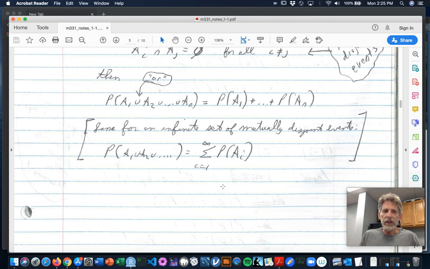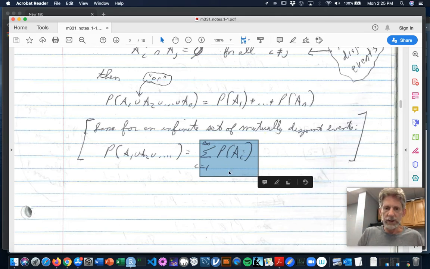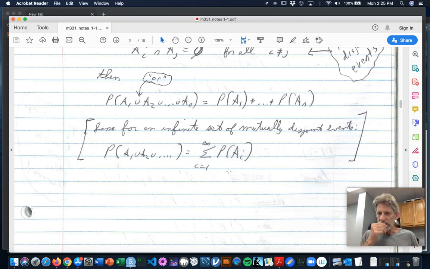Part of rule C is that the same is true for an infinite set of mutually disjoint events. So if you had A1, A2, A3, and so on forever, the probability that at least one of them occurs is the sum of the probabilities that they occur. Again, they've got to be mutually disjoint. So that's the third condition. And any set function on the set of events that satisfies those three conditions is called a probability function.